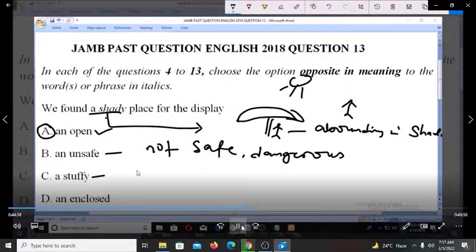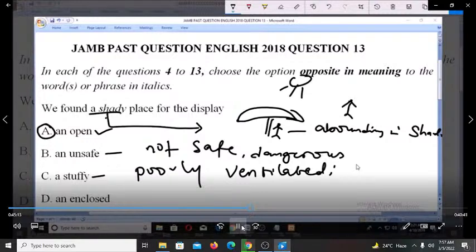A stuffy place means a place that is poorly ventilated. Your room can be stuffy. If you get to your room and there are plenty of things in it, your luggage, everything, you will not even be able to breathe well. So a stuffy room is a poorly ventilated room. You have your television, your bags, your table, everything inside the room, so there is not much ventilation. Air will not be able to come in. Such a room is called a stuffy room.